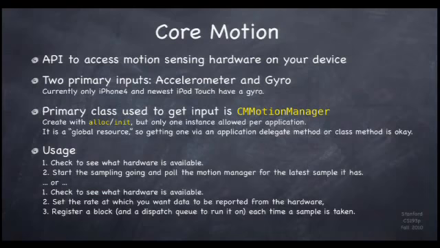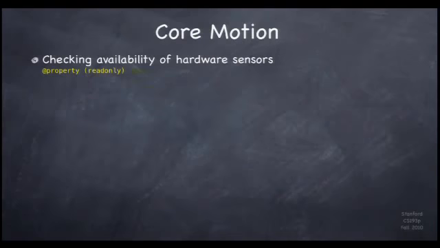But there's another way to do it, which is you check to see what hardware is available. Then you set the rate at which you want to be notified about changes in how the device is moving. And then you register a block that will get called every time that rate happens. So the latter one is usually what people are doing, but there are certain applications where you want to poll, but usually you're going to do this block thing.